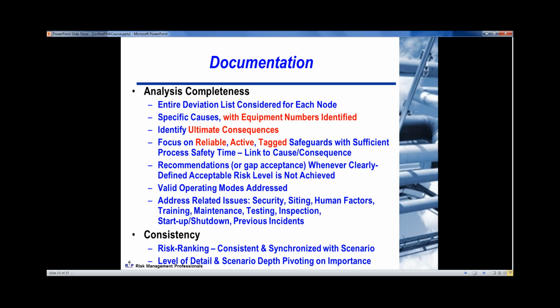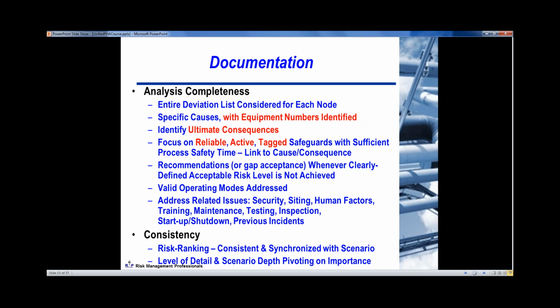Identifying the ultimate consequences, really focusing on what goes wrong, how bad can it get if the safeguards don't function properly. Then with respect to safeguards, make sure they're reliable, they're available, and that they have specific equipment tag numbers and really exist, and there's enough process safety time for it to have the desired effect in mitigating the consequence. Those are all things that you want to make sure get addressed with respect to safeguards.